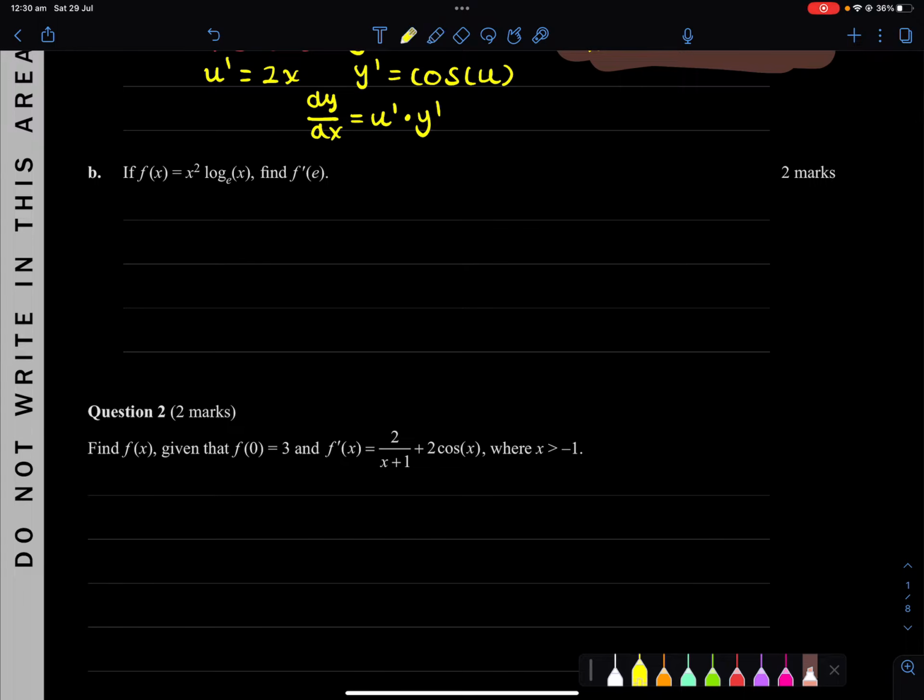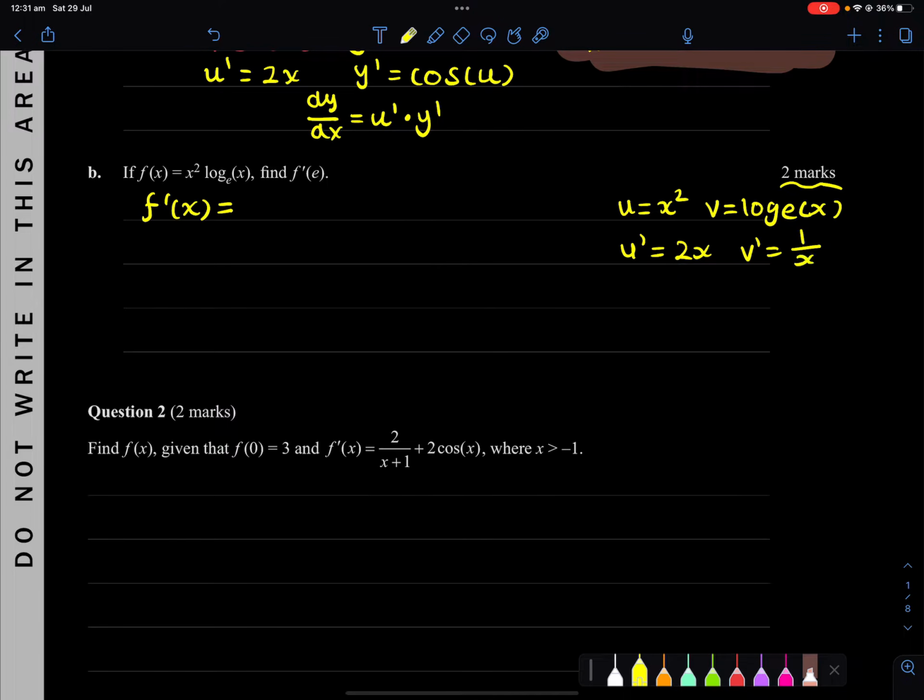Question B says, if f of x is x squared log e x, find f dash of e. Okay, so what we want to do here, because it's 2 marks, is first show f dash of x. So I know that this over here is the product rule. Our u in this case is x squared. Our v is equal to log e x. Our u dash is equal to 2x. Our v dash is equal to 1 over x.